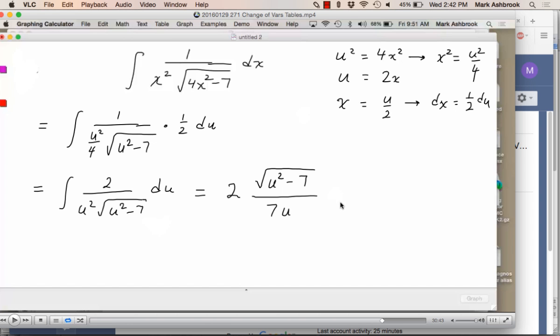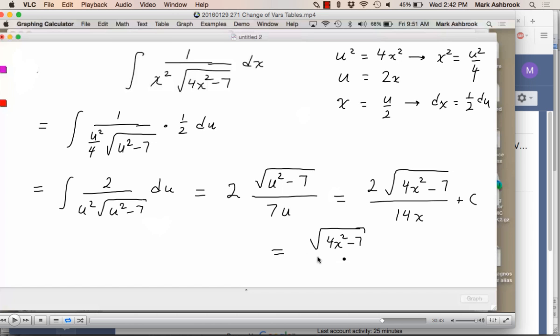So now that's equal to 2 times the square root of 4x squared minus 7, all over 14x. So then we can simplify 2 over 14 as 1 over 7. So we get the square root of 4x squared minus 7, all over 7x, plus c.